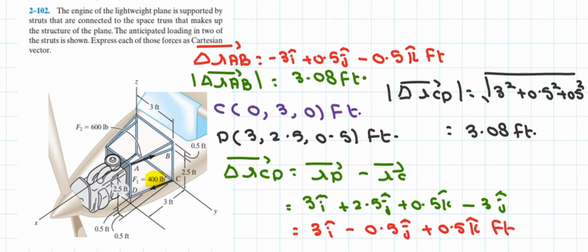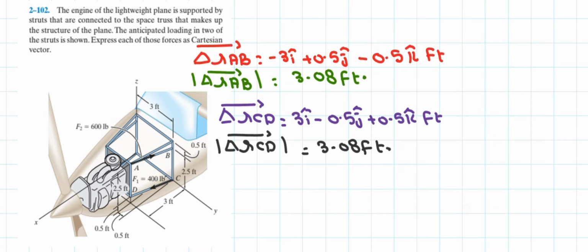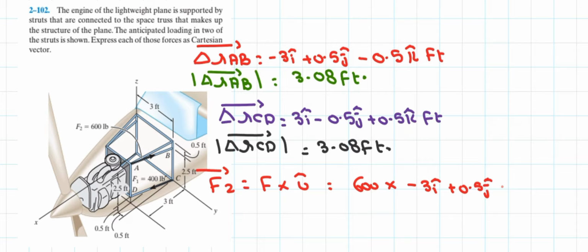Our last step is to convert the magnitude form of force into the Cartesian form. So let's work on it. Now let's convert the F2 force into the Cartesian form. So the vectorial form of F2 is equal to the magnitude form into the unit vector. The magnitude of F2 according to the equation is nothing but 600 into the unit vector, and unit vector is vector upon magnitude, and the vector is nothing but negative 3i with positive 0.5j with negative 0.5k divided by 3.08.